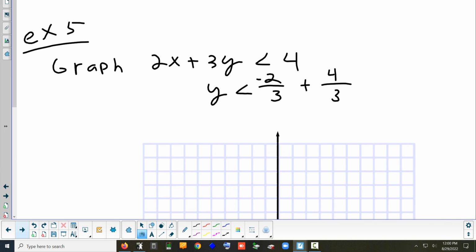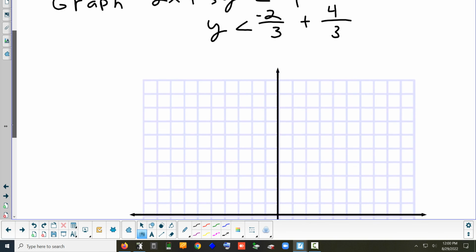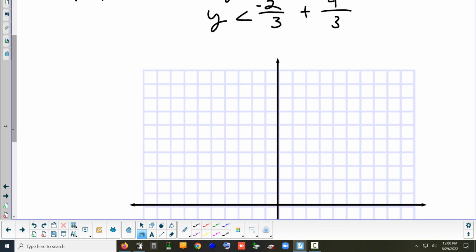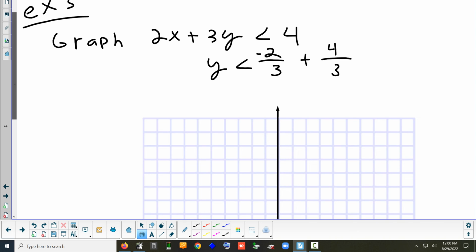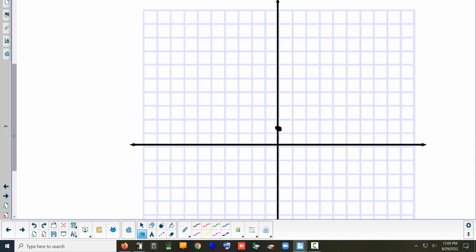4 divided by 3. So to graph this, it's not that much harder than graphing a line. The y-intercept's kind of annoying, but it's 4/3. So that's 1.3. We're going to go down 2 and right 3. So down 2, right 3. Good enough.